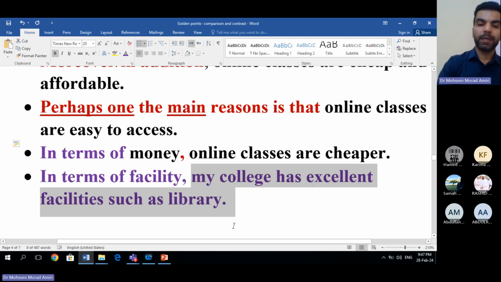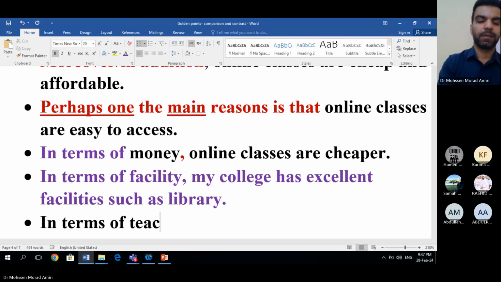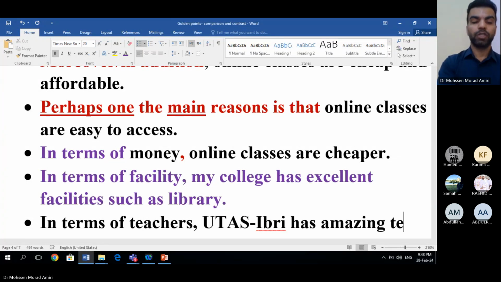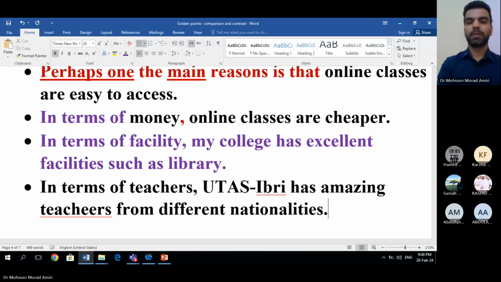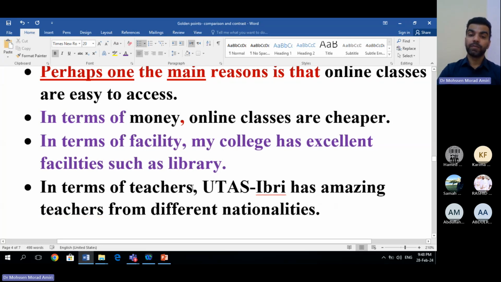Then, for example, in terms of teachers, I want to talk. See, in terms of teachers, UTAS IBRI has amazing teachers from different nationalities. Sure. In terms of teachers, UTAS IBRI has amazing teachers from different nationalities.